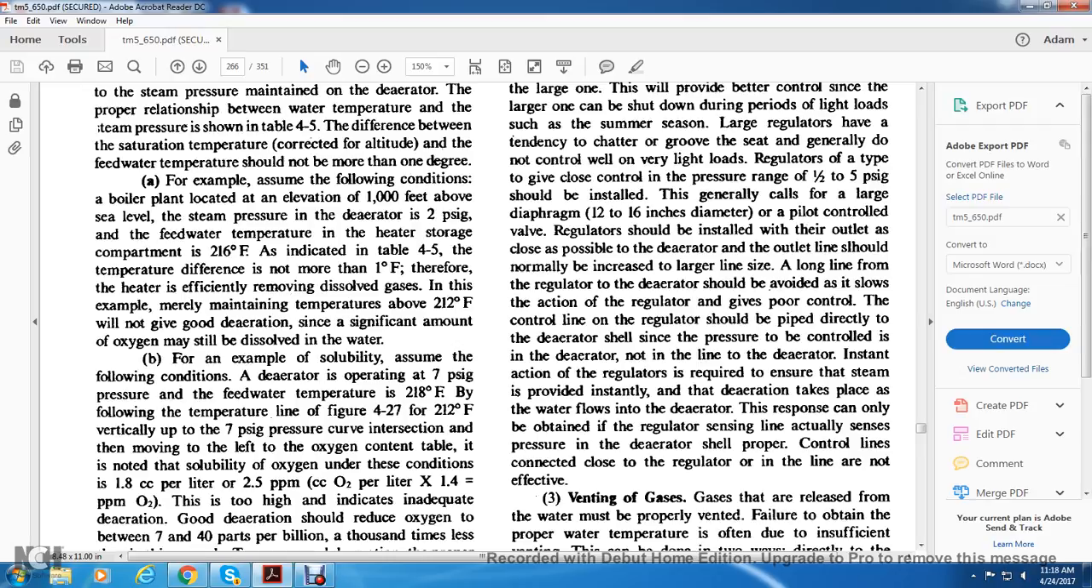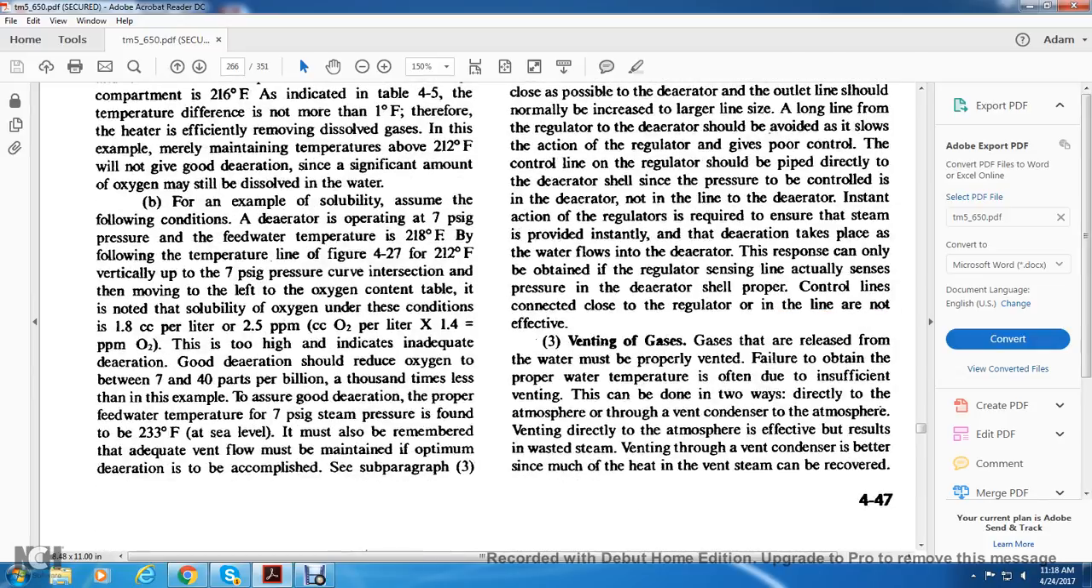To merely maintain the temperature above 212 degrees Fahrenheit would not give deaeration, since a significant amount of the oxygen may still stay dissolved in the water.